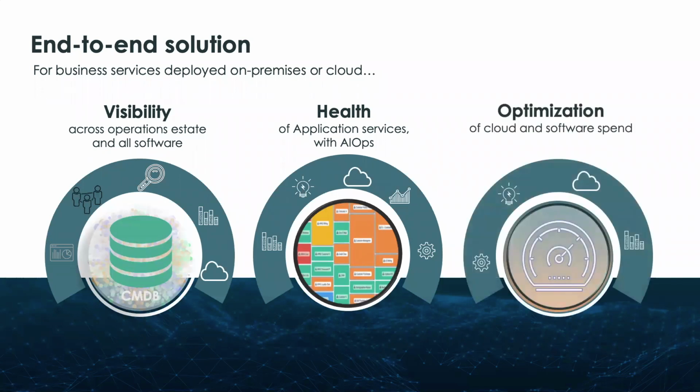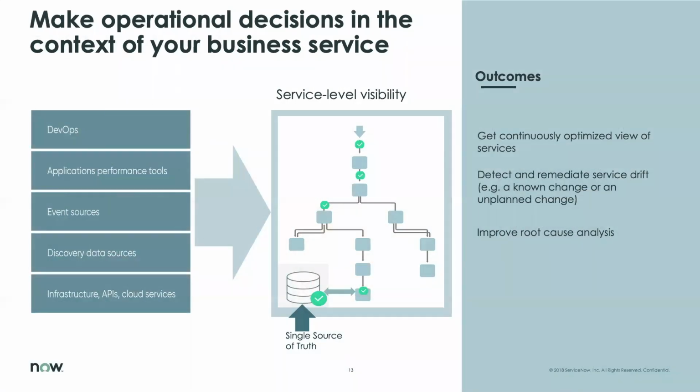And then the optimization, you can optimize your spend financially, optimization both from a software spend and resource. So you could actually optimize your resources based on utilization. If you're collecting these metrics, you can gain some insight into where your resources are being spent as well. So that gives you the ability to make operational decisions in the context of your business services.